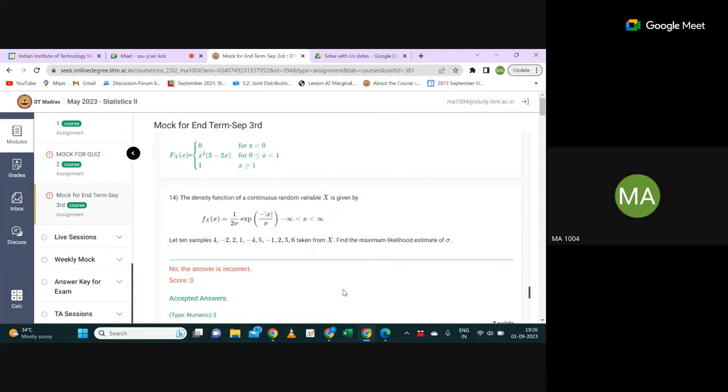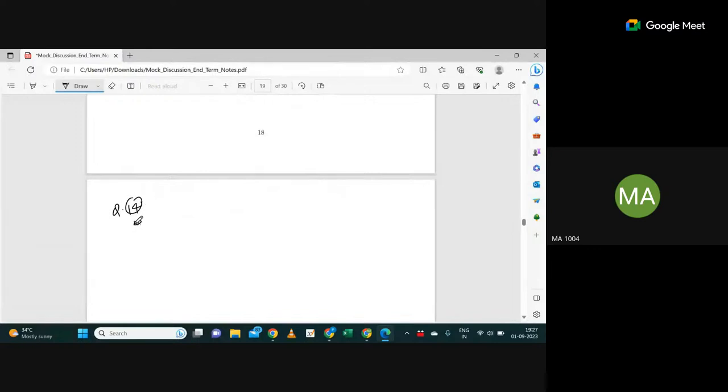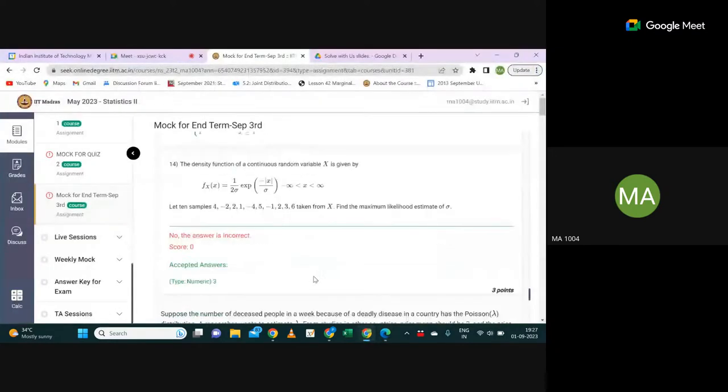Okay, a continuous random variable with density function 1 by 2 sigma e raised to the power minus mod of x by sigma. Let me restart from question number 14. So f(x) is 1 by 2 sigma times e raised to the power minus mod x by sigma. The range is minus infinity to infinity. Ten samples are given to us, taken from this distribution, and we have to find the maximum likelihood estimate of sigma.